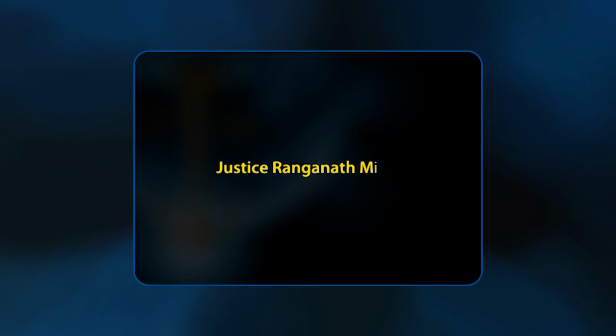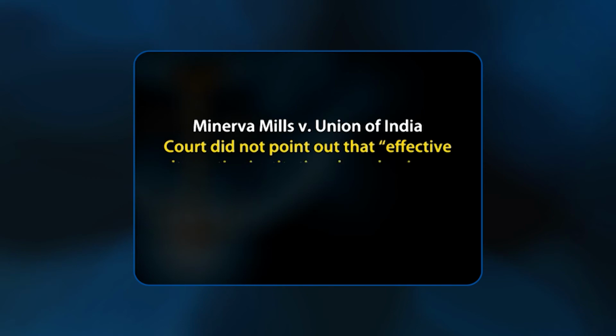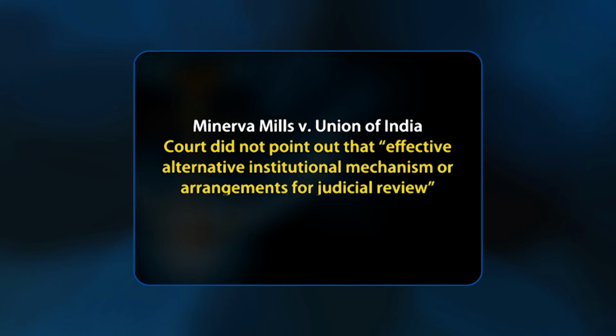Justice Ranganath Mishra observed that the judicial review by this court is left wholly unaffected, and thus there is a forum where matters of importance and grave injustice can be brought for determination or rectification. Thus, exclusion of the jurisdiction of the High Court does not totally bar judicial review. The court in Minerva Mills versus Union of India did not point out that effective alternative institutional mechanism or arrangements for judicial review cannot be made by Parliament. Thus, it is possible to set up an alternative institution in place of the High Courts for providing judicial review.